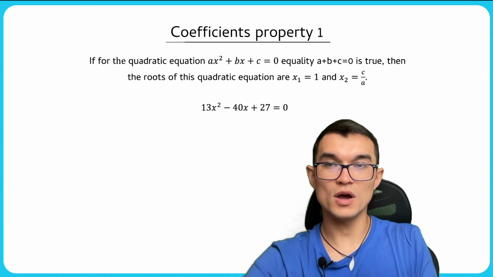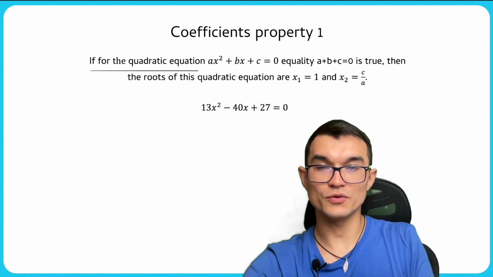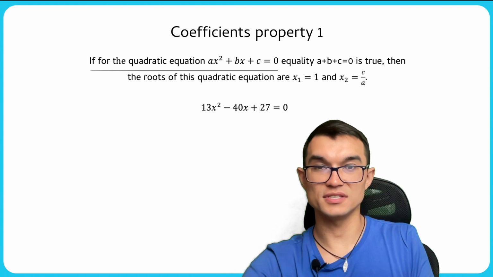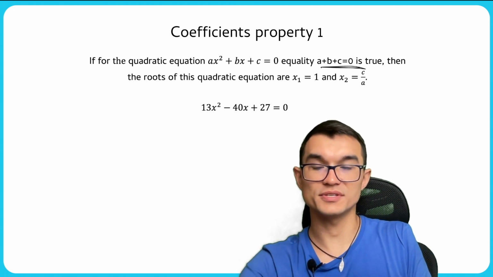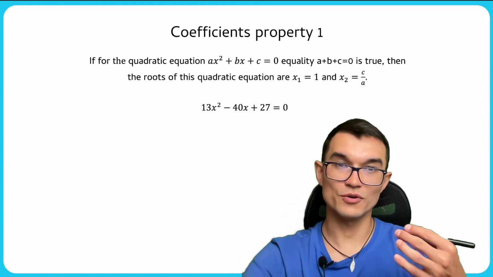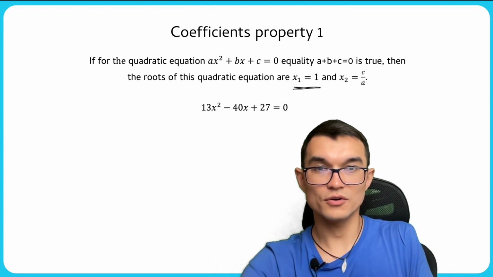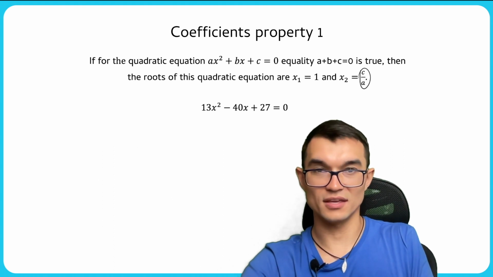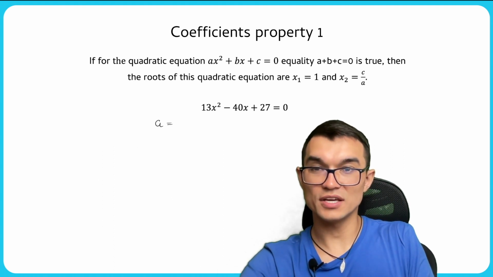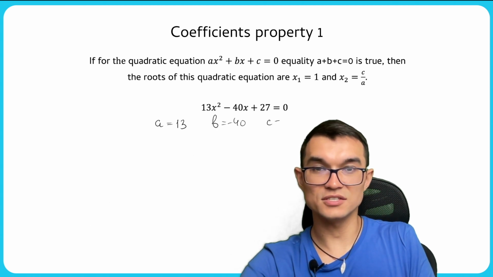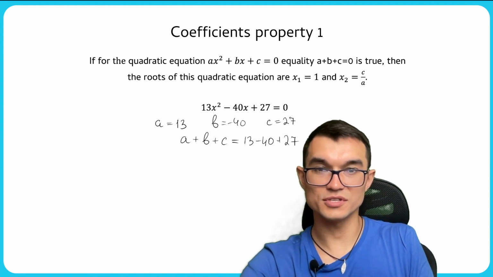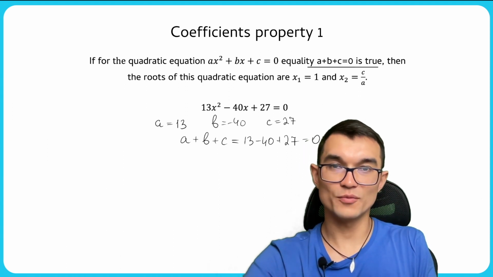Coefficients property number 1 works like that. If for the quadratic equation ax squared plus bx plus c equals 0, equality a plus b plus c equals 0, or in other words, the sum of the coefficients is 0, then the roots of this quadratic equation are 1, always 1, and c over a. For example, in that case, we have a quadratic equation for which a equals 13, b equals minus 40, and c is 27. And we see that a plus b plus c is equal to 13 minus 40 plus 27, which is obviously 0.